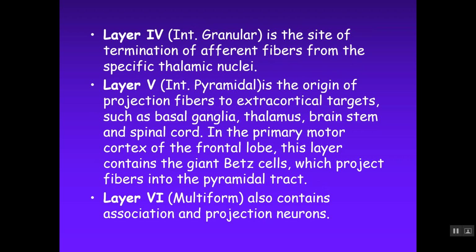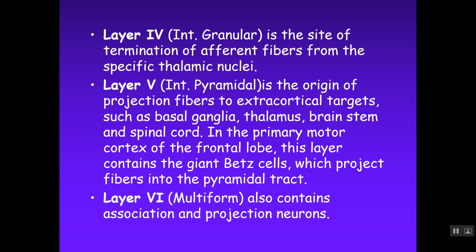Layer 4 is the internal granular layer. It's the site of termination of afferent fibers from specific thalamic nuclei. So that's where all that information from your body, face, basal ganglia, thalamus, and cerebellum is going to end up terminating, in that layer 4, the internal granular layer. That's their final stopping point, to talk to the cell bodies in there.